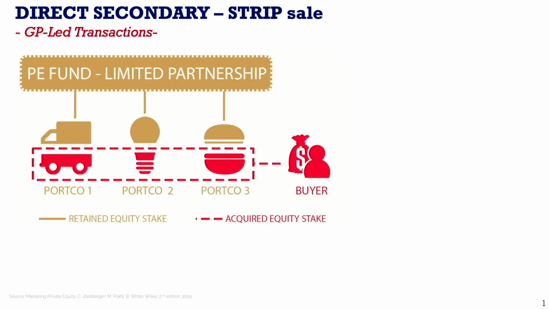Now, those direct secondary GP-led transactions can also be done as what we call so nicely a strip sale. Here you have a PE fund, a limited partnership. We have various portfolio companies. For simplicity, we're keeping the number of portfolio companies to 3. As you can see, the private equity fund wants to retain an equity stake, but release some of the equity in its portfolio companies to a new buyer.